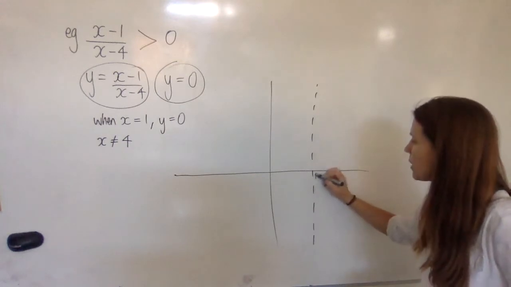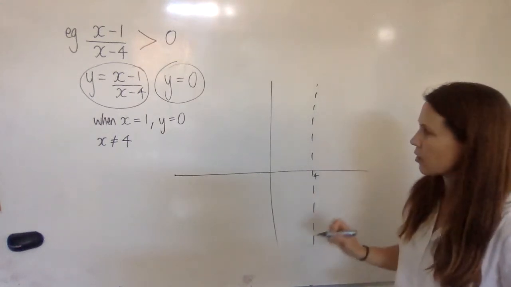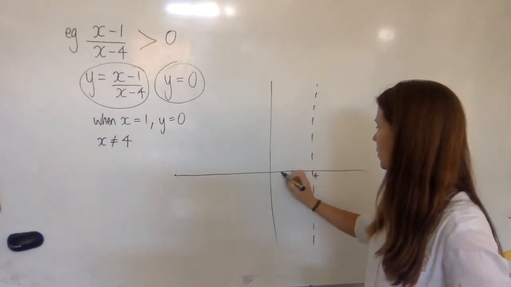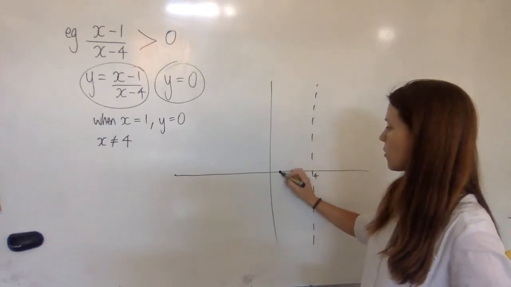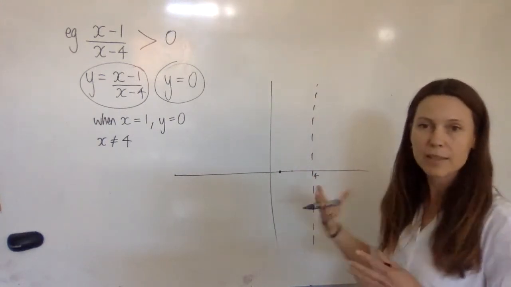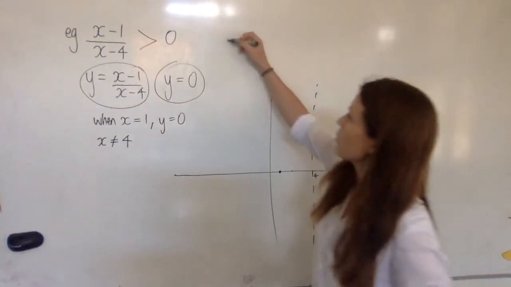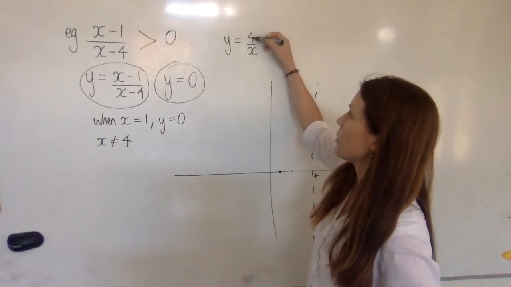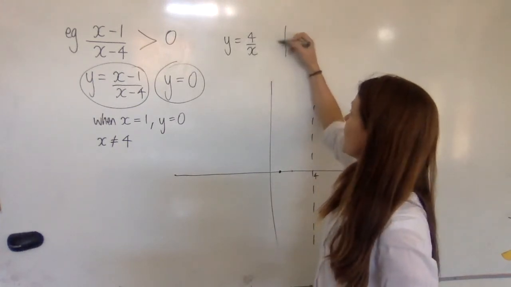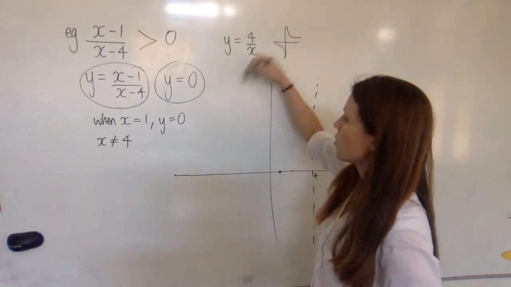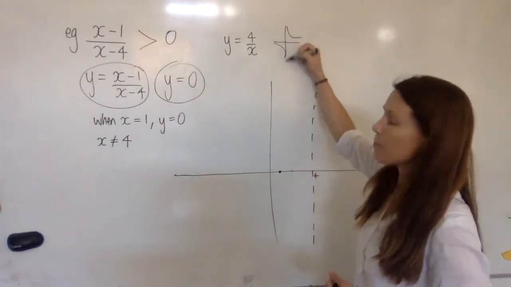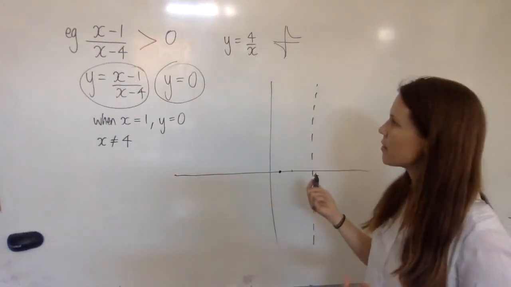You can say, well, let this be 4, and x can't go there, and when x is 1, let's say this is 2, that would be 1, y equals 0. So I know it goes through this point and it can't go here. That's something. Now, you might also know that graphs of this sort of form, with a number over x, look like a hyperbola. So seeing that we've got something similar might give you a clue that we're going to have some asymptotes and some shapes like this.